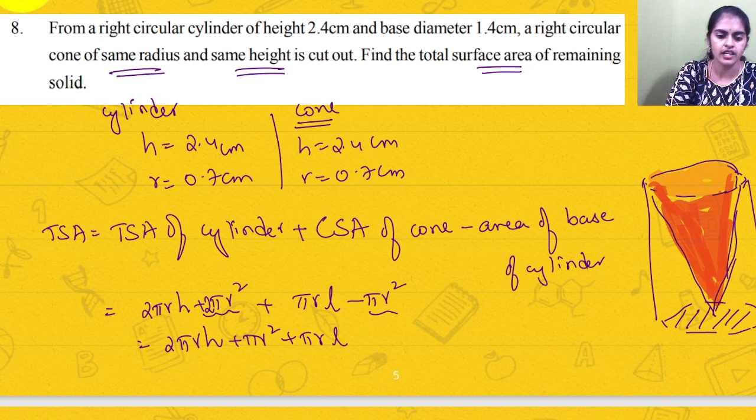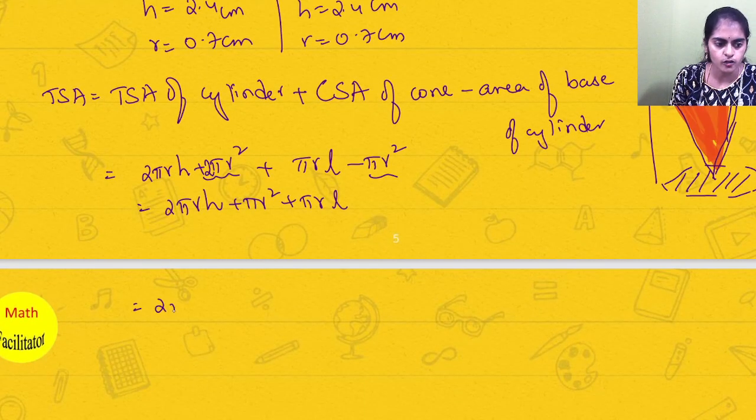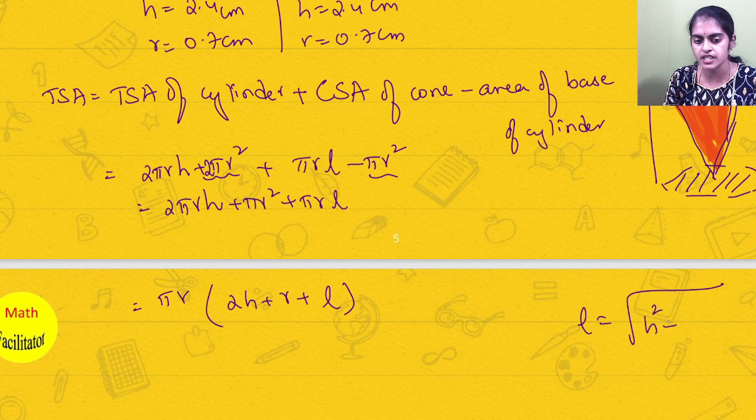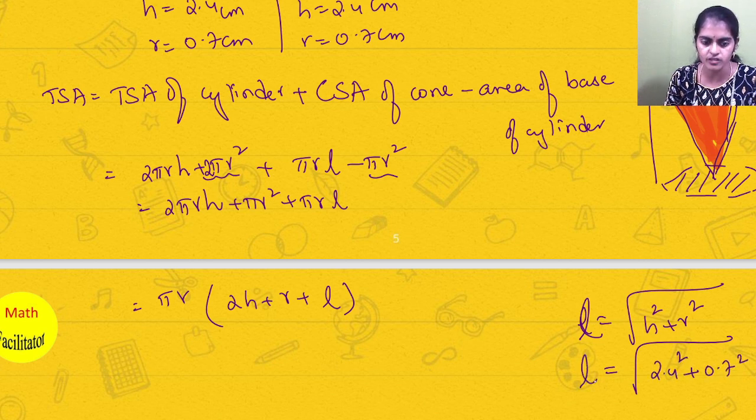So from here you can take everything common. 2 is not common. So you can take pi r common. So you'll have 2h plus r plus L. Now L is nothing but the slant height of the cone. When I was teaching you MCQs, I gave you this formula. Slant height is this. Height of the cone is 2.4, so 2.4 whole square minus 0.4 whole square gives L. Substitute that value here. So all the values are here. Now substitute and tell me the final answer. It comes in centimeter square.